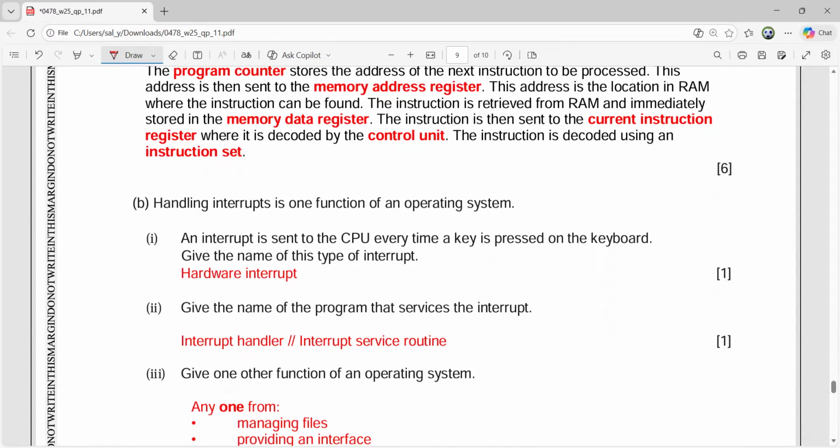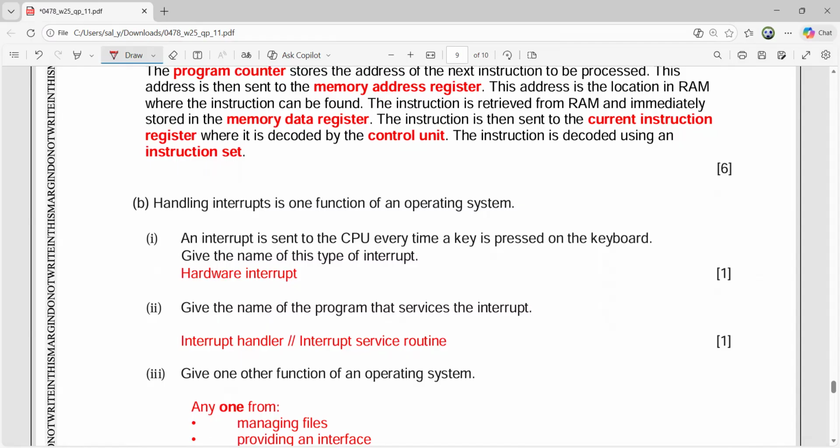The first part of part B, an interrupt is sent to the CPU every time a key is pressed on the keyboard. Give the name of this type of interrupt. So it's a hardware interrupt because that is generated by the keyboard. Give the name of the program that services the interrupt. So a student can say interrupt handler, a student can say interrupt service routine or ISR. He will be able to score 1 out of 1.